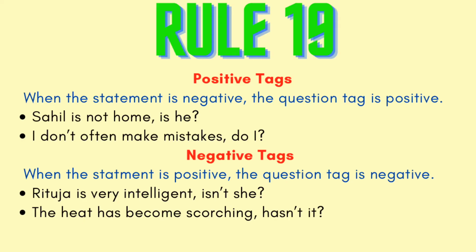Our rule 19 is question tags. Question tags are of two types, positive tags and negative tags. Positive tags: when the statement is negative, the question tag is positive. Example, Sahil is not home, is he? I don't often make mistakes, comma, do I? Negative tags are the vice versa of positive tags. When the statement is positive, the question tag is negative. Example, Rituja is very intelligent, isn't she? The heat has become scorching, hasn't it?